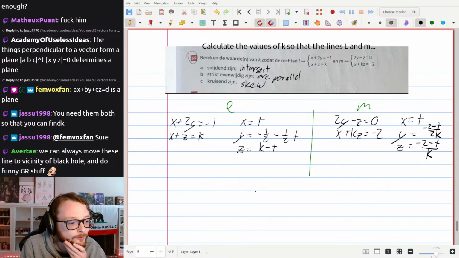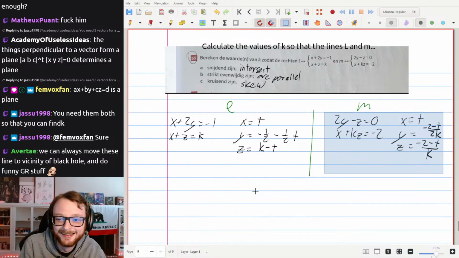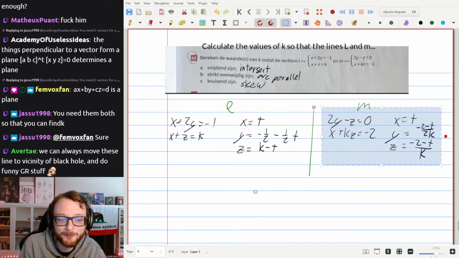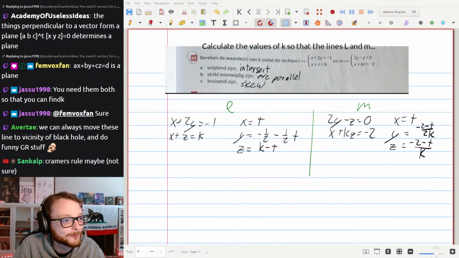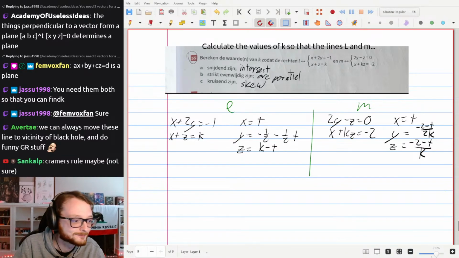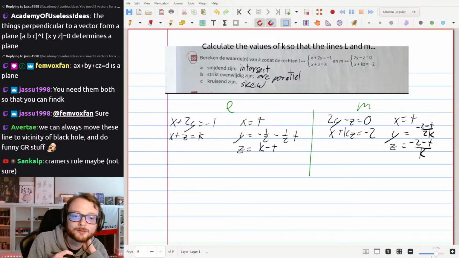Can always move these lines to the vicinity of a black hole and do funny GR stuff. Someone can, Apertay. I sure as hell can't. We haven't even gotten to any actual general relativity yet. We were only on special relativity, and we're still struggling. Is someone saying Cramer's rule? Maybe. I'm not sure either.